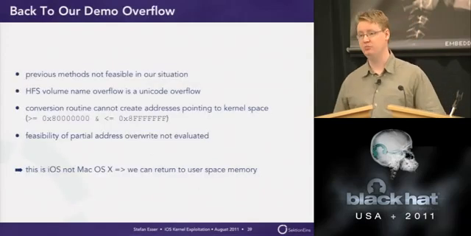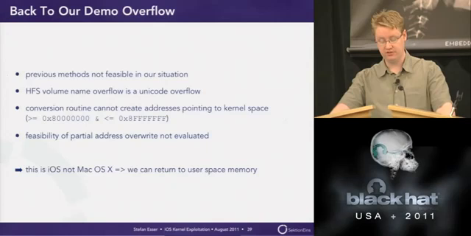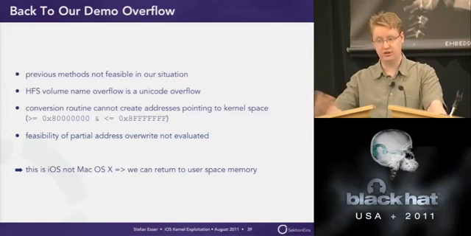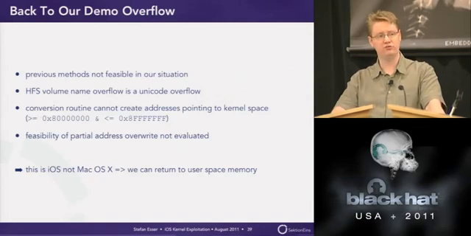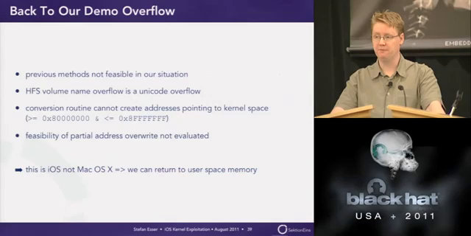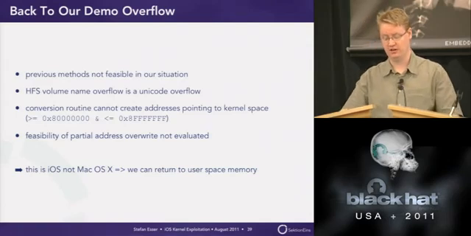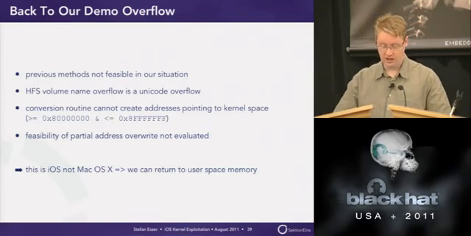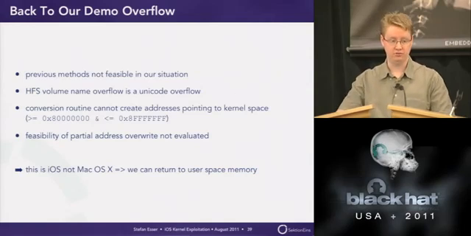The problem here is in our demo bug, we cannot do that because it's a Unicode conversion overflow, and the conversion routine doesn't allow us to write addresses in the kernel code space. So we cannot just return there. So we need something else. I also thought about a partial address overwrite, which would be possible here, but you would still be very limited, and it's very unlikely that you can do something with it. But luckily, this is iOS and not Mac OS.